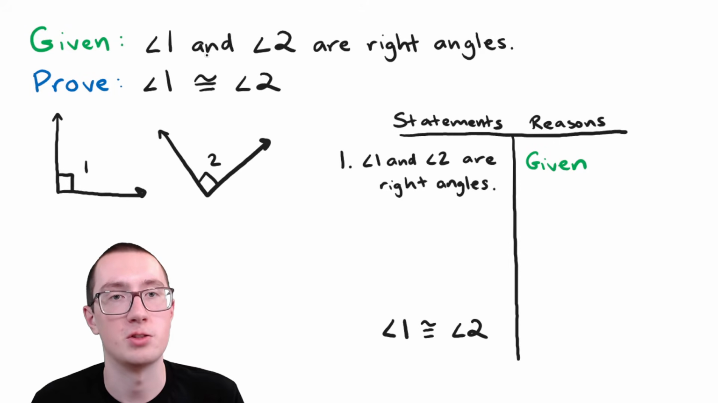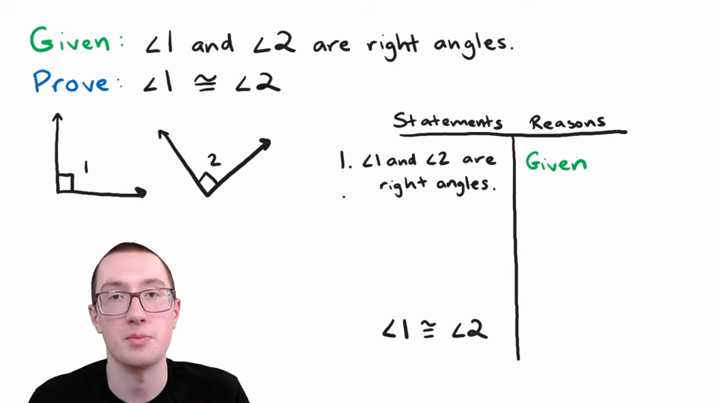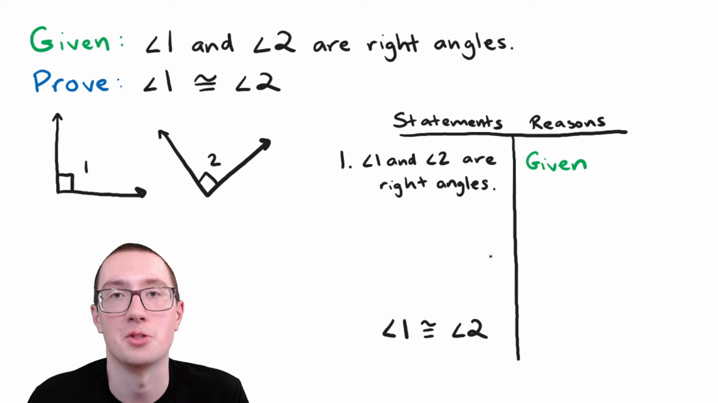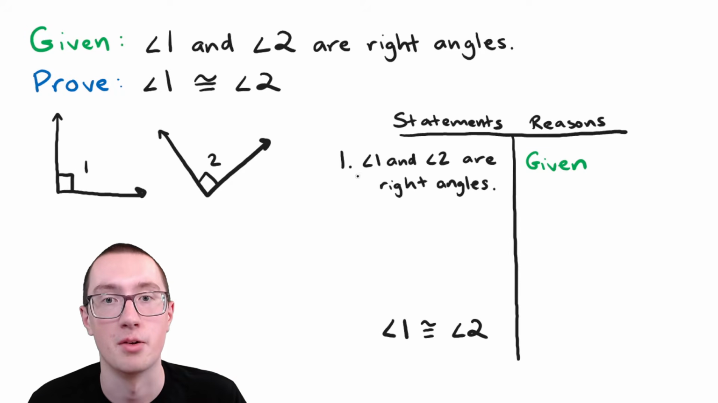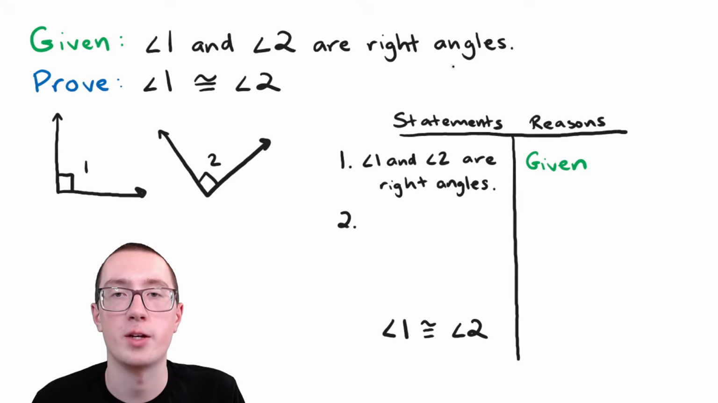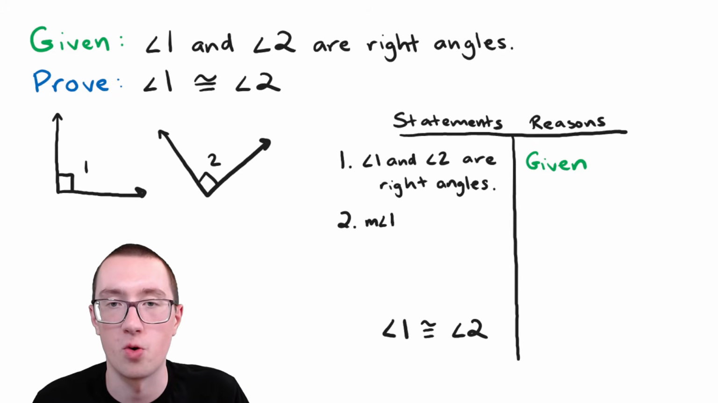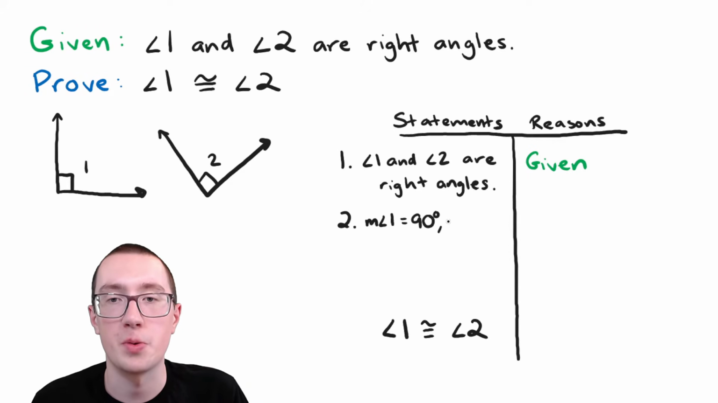The first thing I said is, well, right angles mean that they're 90 degrees. And that is something that we have to say. We can't assume that the reader knows that right angles are 90 degrees. We have to put that down. So in this case, because angle 1 and angle 2 are right angles, that means we know that the measure of angle 1 has to be 90 degrees. And we also know that the measure of angle 2 is 90 degrees.